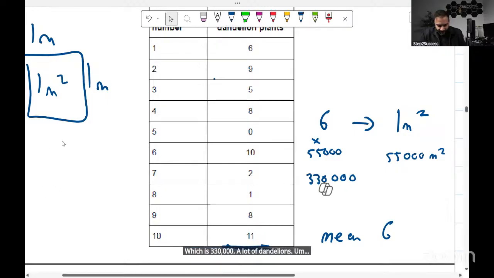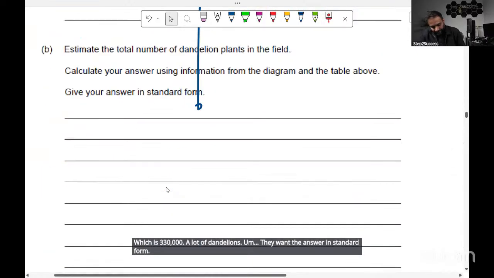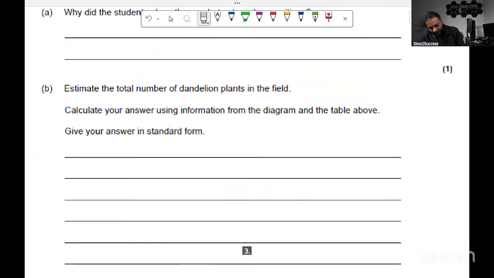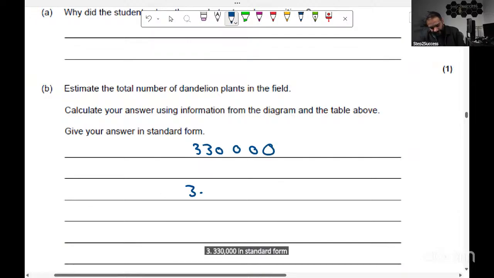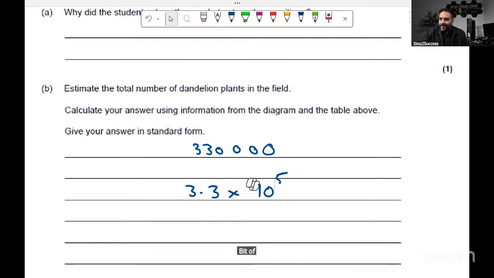They want the answer in standard form. 330,000 in standard form is 3.3 times 10 to the power 1, 2, 3, 4, 5. Bit of maths in that as well.